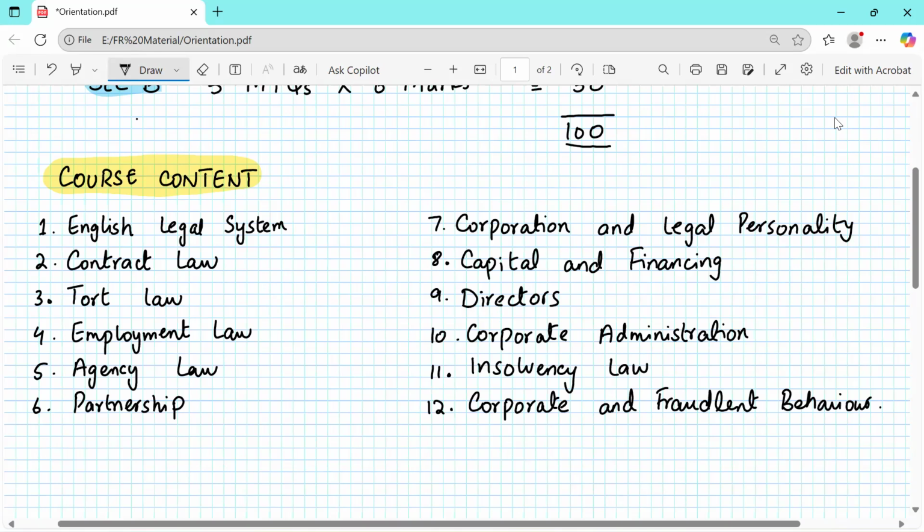Then comes contract law. A basic contract is basically an agreement between two parties, right? So in contract law, we are going to discuss what are the essential elements of the contract: offer, acceptance, consideration, intention, capability. Then we will be discussing damages, penalties, fines that are involved in contracts. Basically we are going to talk about contracts, termination of the contract, how to account for it.